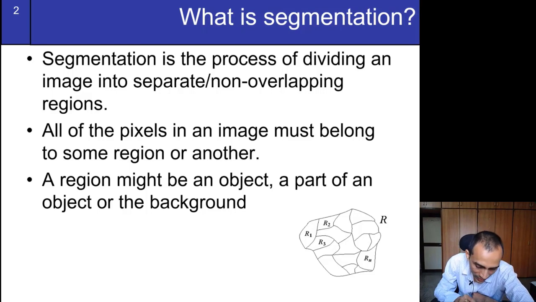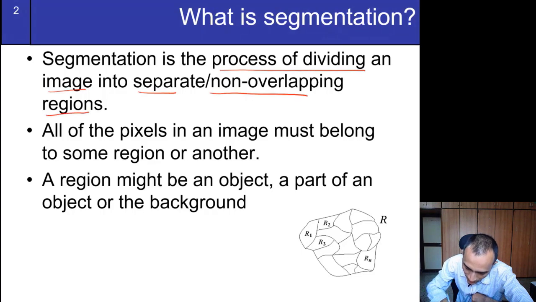But what is basically segmentation all about? It is the process of dividing an image into separate non-overlapping regions. An example is shown here. Let us say your image is like this. You may have to divide your entire image into different regions, R1, R2, R3, R4, R5, and so on. Each region is separate and does not overlap with others. And at the end, all the pixels in an image must belong to some region or the other.